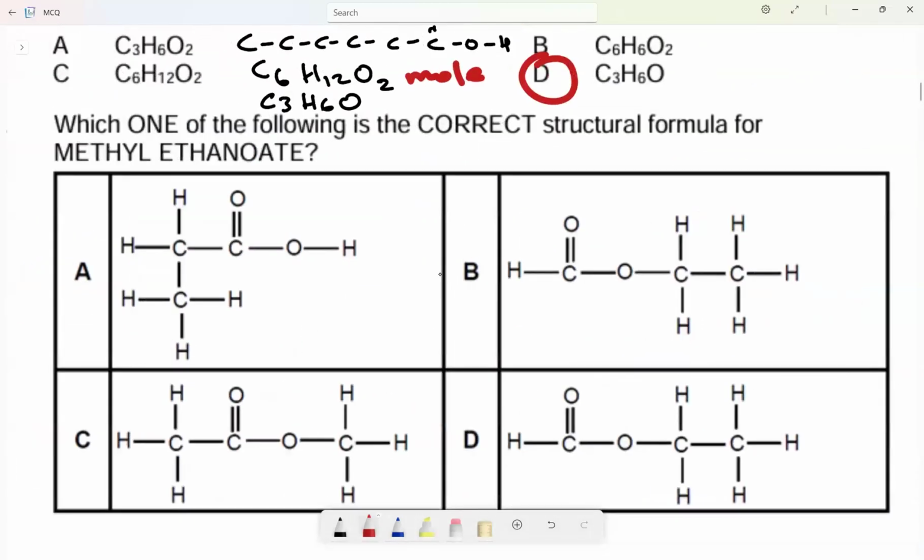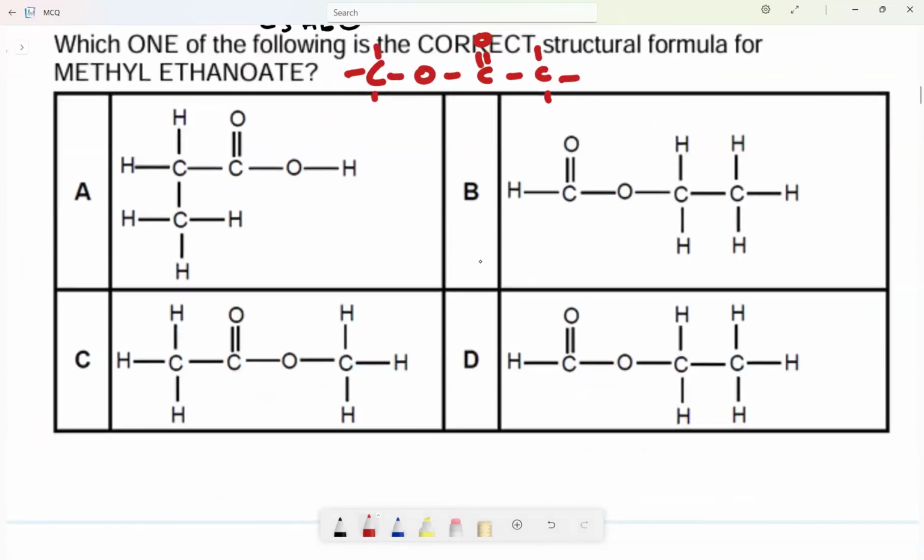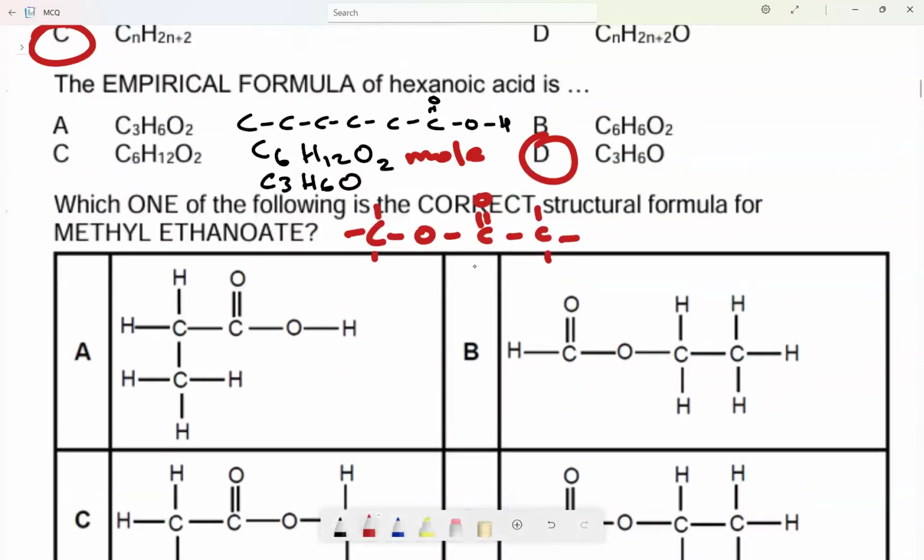Very good and interesting question. They say, which one of the following is the correct structural formula of methyl ethanoate? Methyl is from an alcohol. This is an ester, and it should look like this: methyl, oxygen, ethanoate, 2 carbons, like that. Let's see. Can you see? This is methyl. We look at the carbon. Let's start here. When I start here, I have 2.